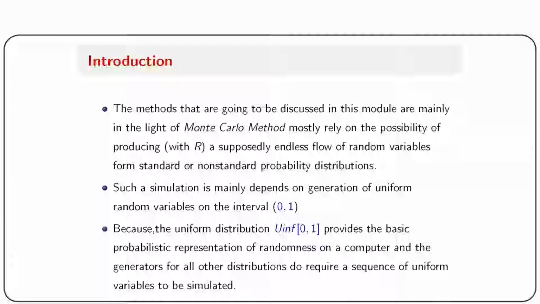Such a simulation mainly depends on generating uniform random variables on the interval 0, 1, because the uniform distribution provides the basic probabilistic representation of randomness on a computer, and the generators for all other distributions do require a sequence of uniform variables to be simulated.